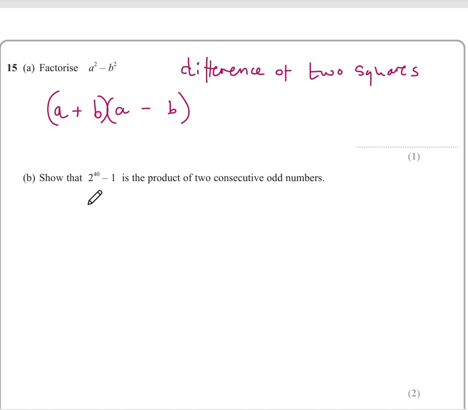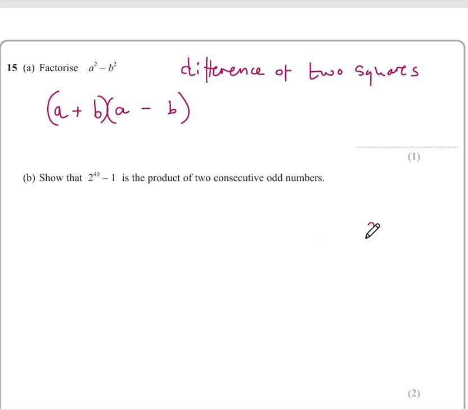Part B, show that 2 to the power 40 minus 1 is the product of two consecutive odd numbers. So you might think it's quite confusing, but if we look at what we've done above, there's a big hint in part A. So it's the difference. 1 is a square number.